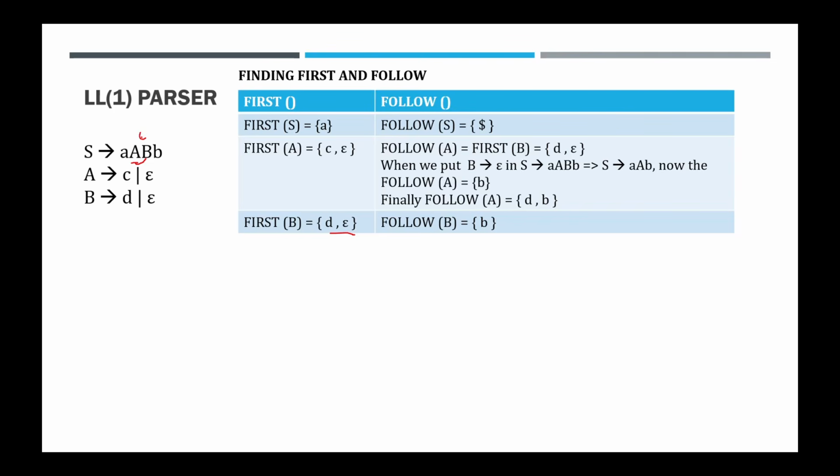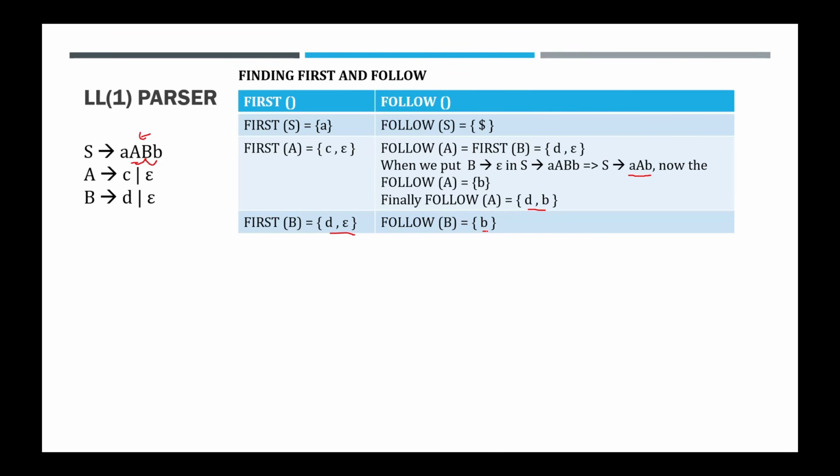So what happens? Your entire production will be changed as terminal A, non-terminal A, B. Now what is follow of A? It is B. So the final follow of A will be D comma B. Okay. Next, what is the next non-terminal that we have? It is B. So what is follow of B? It is a terminal B. Just include that terminal B alone. Okay. So the first step we finished.